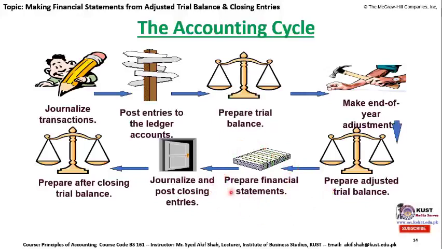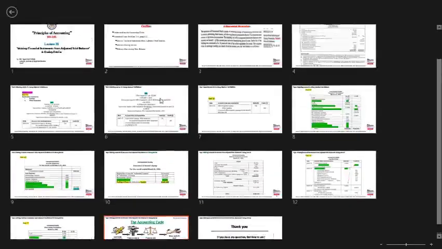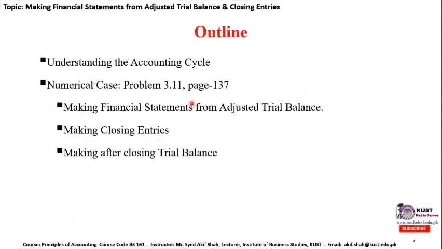After making financial statements, we have to close down the nominal accounts in our seventh step. And after closing down the nominal accounts, we'll make an after closing trial balance. So basically, this lecture will address the sixth, seventh, and eighth step of the accounting cycle, in which we'll make the financial statements from the adjusted trial balance. We'll make closing entries, and then the after closing trial balance. So let's start.